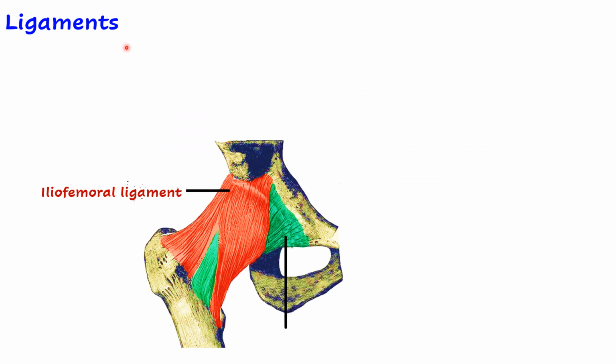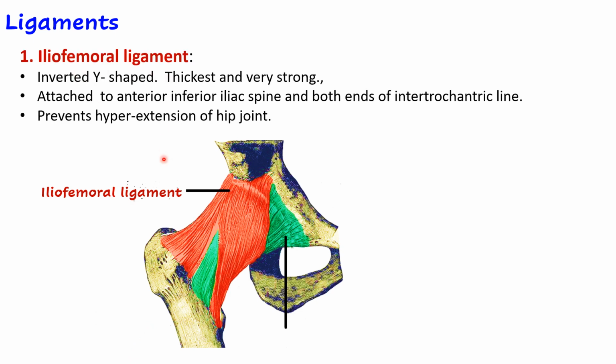Coming to ligaments, we have 3 very strong ligaments which will be supporting the capsule from the outside and 2 more ligaments. So in total there are 5 ligaments. Let us look at the first ligament, that is iliofemoral ligament, which we can see here red in color. The shape of this is inverted Y shaped. So it is inverted Y shape. This is one of the strongest ligaments of our body, and it is the thickest of the 3 ligaments which support the fibrous capsule from outside.